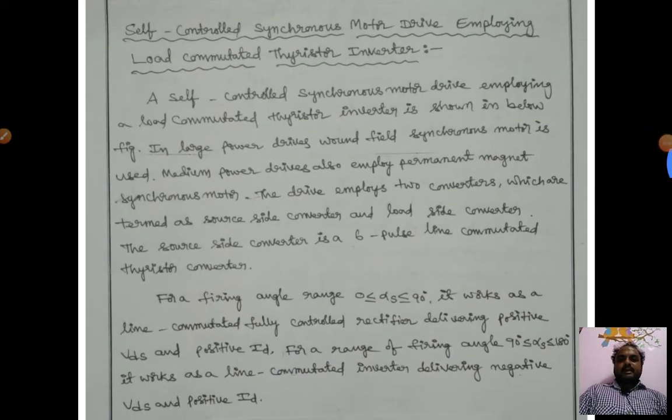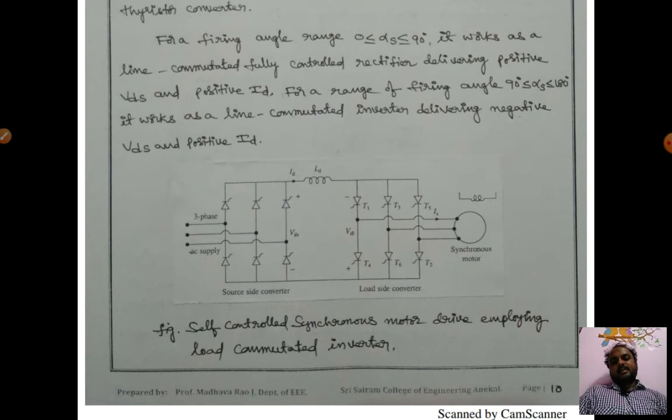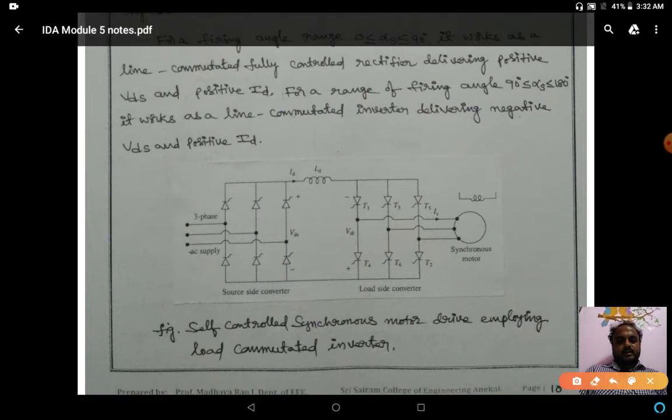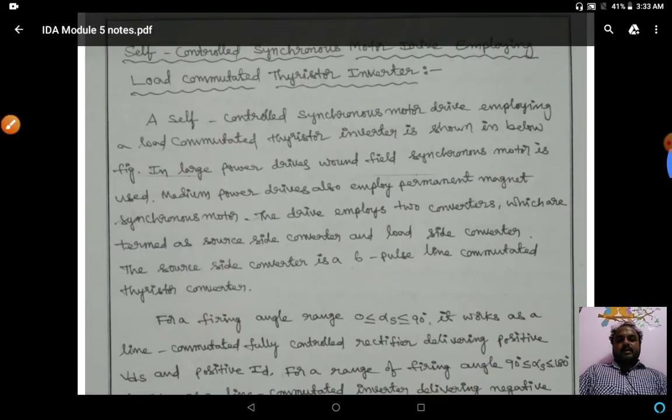Next one, self controlled synchronous motor drive employing load commutated inverter. Here we have a block diagram having one converter, one inverter, and at last one synchronous motor. Here we are using AC supply. This is the rectifier, this is the inverter, and in between we have the filter. So how are we controlling this?